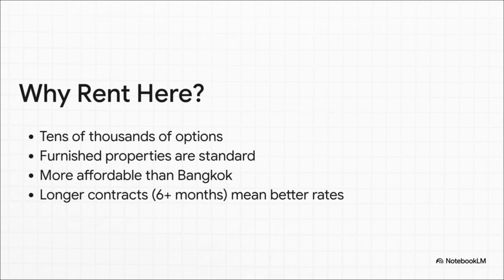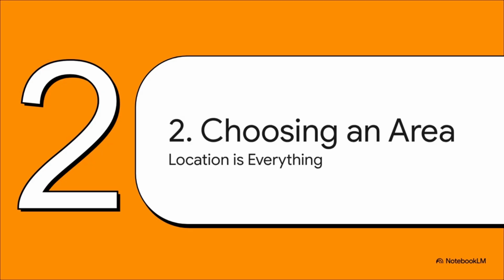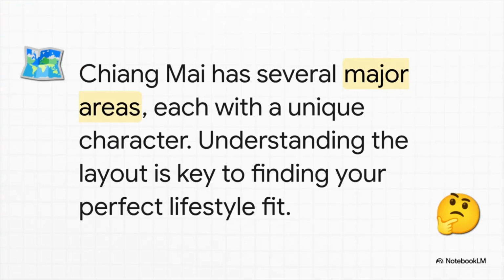And here's the real pro tip for saving some cash. If you can, commit to a longer lease. Signing for 6 months or a year will almost always get you a much better deal on the monthly rent. Now, before you even think about opening a rental website, we have to talk about the single most important decision you're going to make in this whole process: picking your neighborhood. Seriously, this choice is going to shape your daily life, who you hang out with, what you eat, pretty much everything. So let's get our bearings and take a look at the main areas inside the city.